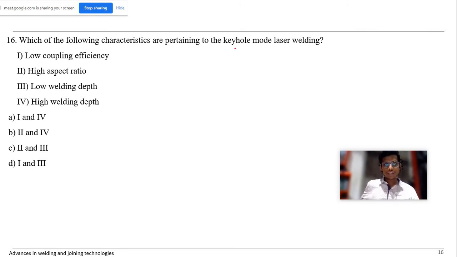Which of the following characteristics are pertaining to keyhole mode laser welding? Question 16. Low coupling efficiency, no. High aspect ratio, yeah. B, correct. Because a high aspect ratio will be there, because in the depth direction it will be more compared to the width direction. So high aspect ratio. And low welding depth is the reverse, right? Low welding depth is not the answer, and high welding depth is the answer. So 2 and 4. So 16B is the answer.